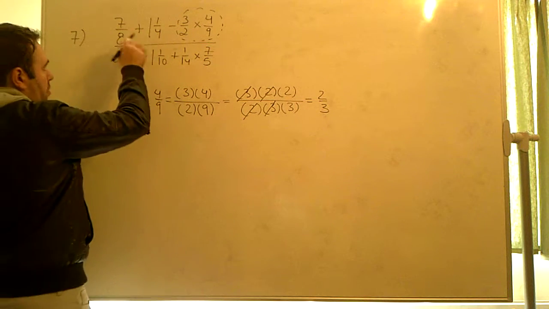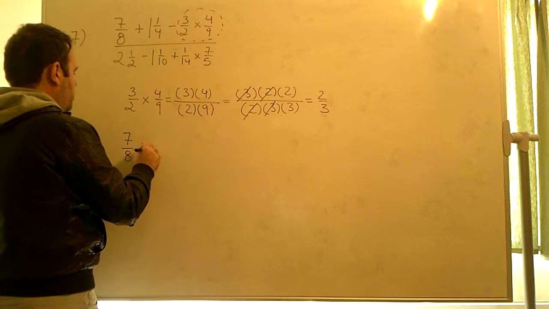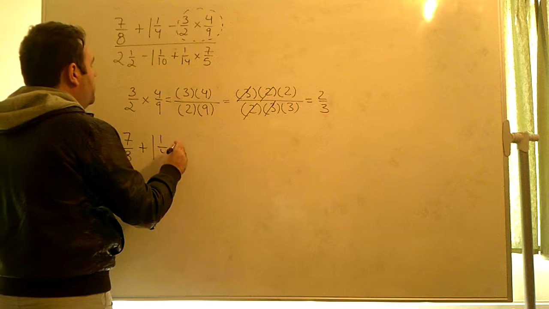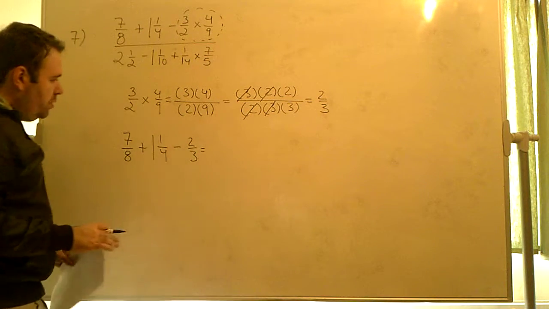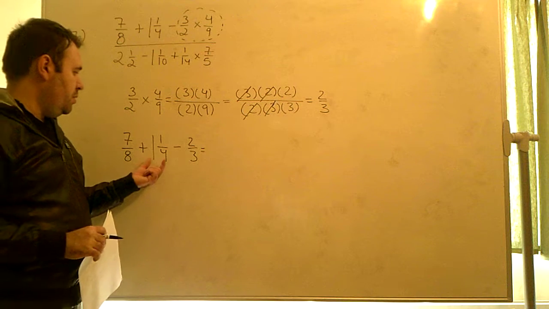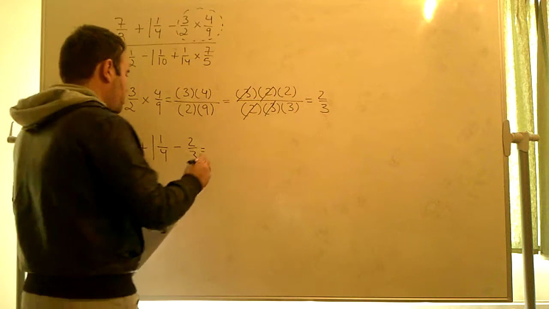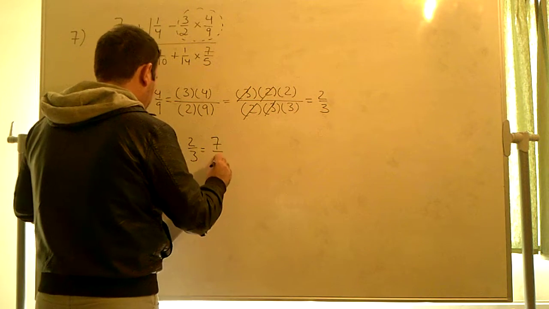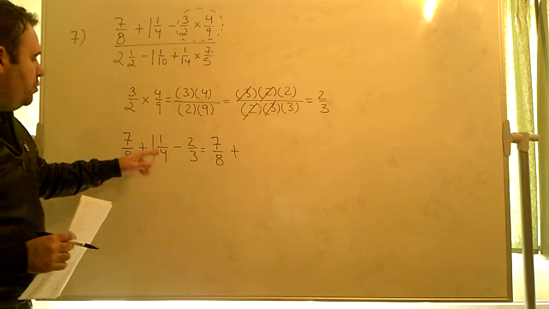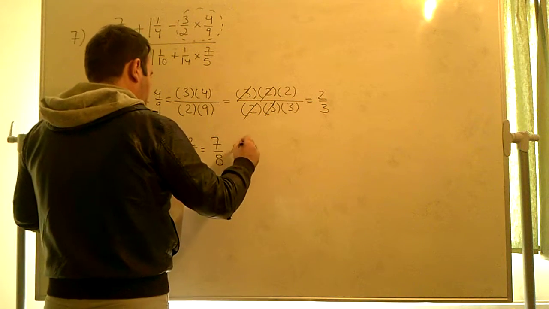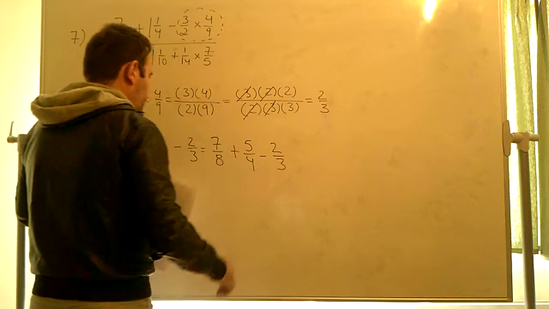So now we're going to carry on with the rest of the numerator. So we will have 7/8 plus 1 integer and 1/4 minus 2/3. So we need to turn this mixed fraction into an improper fraction. So we will have 7/8 plus 4 times 1 is 4 plus 1, 5/4 minus 2/3.